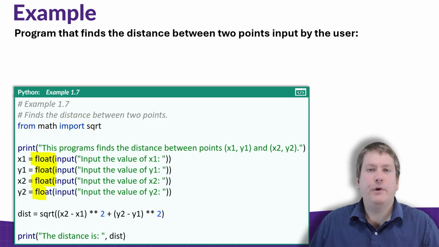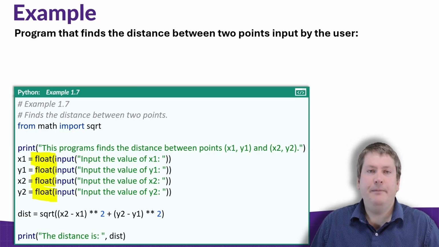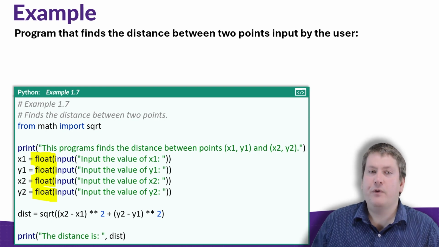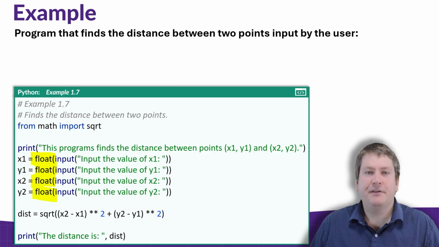One important thing to note here is our use of the float function to convert the string input by the user into a floating point value. If we forgot to do this, we would get an error about incompatible types when we try to perform arithmetic on a string value. So when you want a number from a user, maybe an integer or a float, and you're using that input function, remember that you have to cast it to the correct type before you can do arithmetic. So let's try running this program and see how it works.